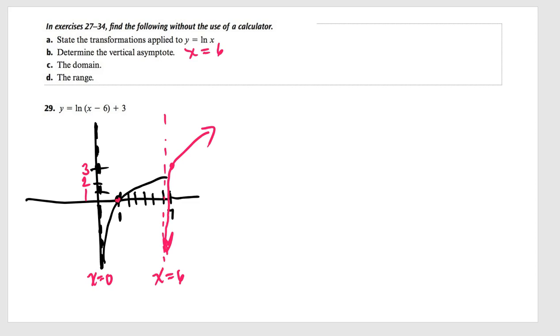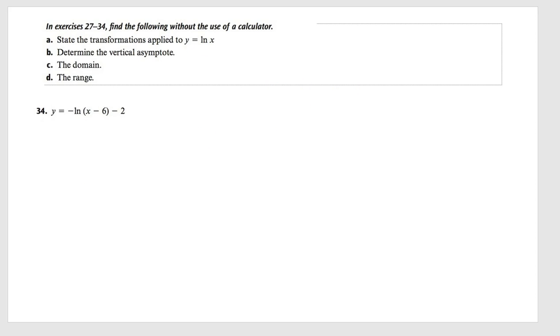Now my domain and my range. The domain of my basic function was 0 to infinity, but now I've shifted it over right 6, so my domain will now be 6 to infinity. And I know that I will not include 6 because it's an asymptote. My range was -infinity to +infinity, and you can see that my new function transform will also have the same range, -infinity to +infinity.